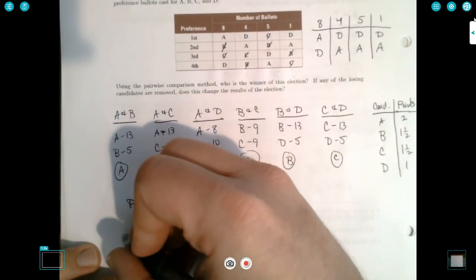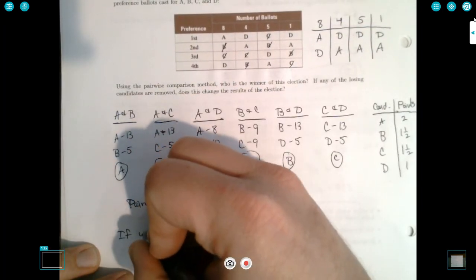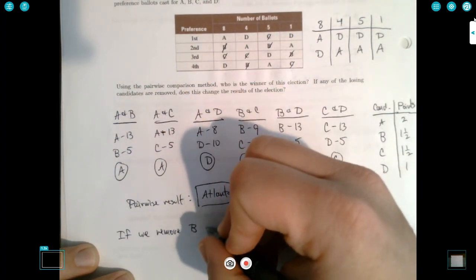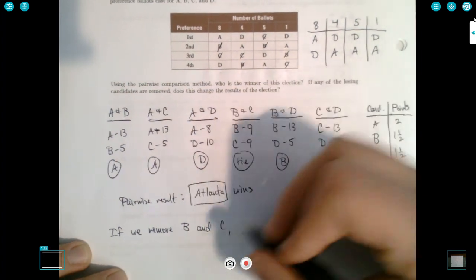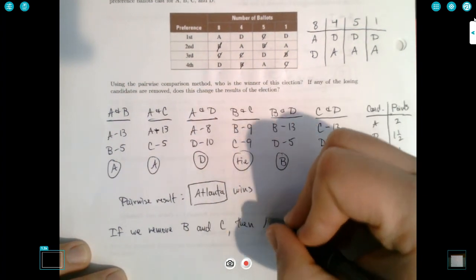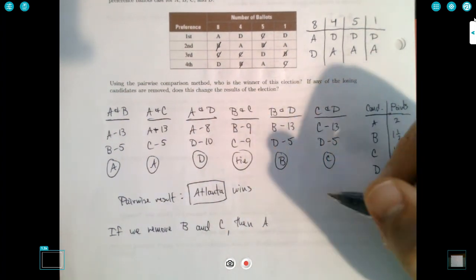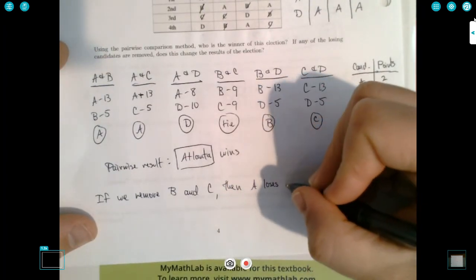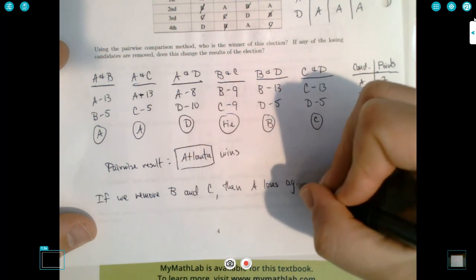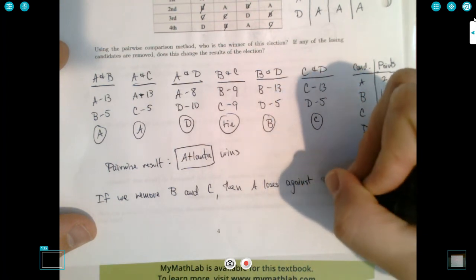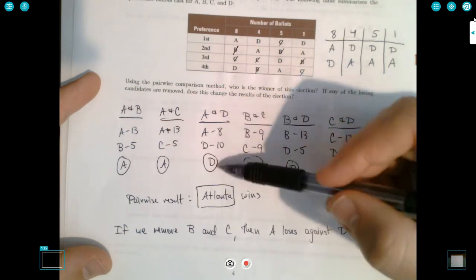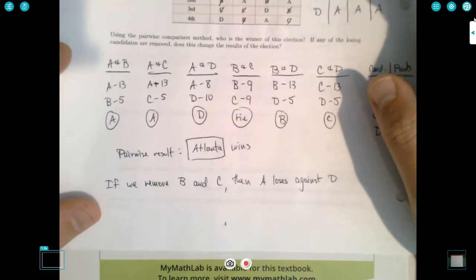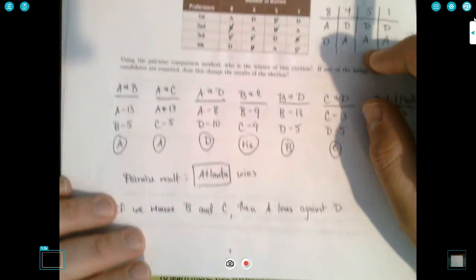So if we remove B and C, then A loses against D. And I guess we knew that already, right? We knew that already. A loses against D in a head-to-head. So that's interesting, right?